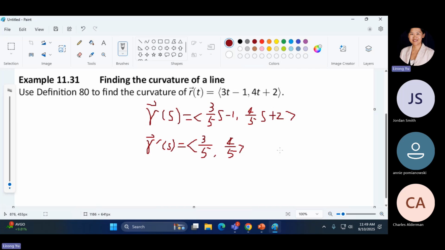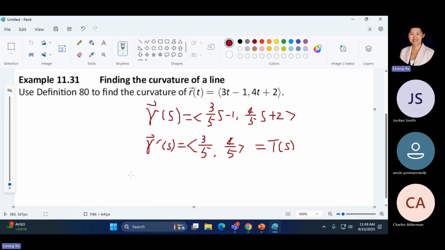Okay, and then the magnitude of this, we already know it, the magnitude is 1 because we converted it to the unit fraction. This is also equal to the tangent vector.